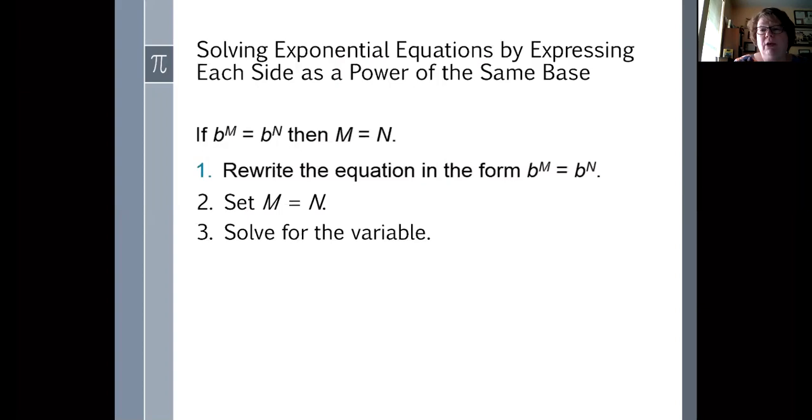So the way we use this method is we first write our equation in the form where the left-hand side of the equation and the right-hand side of the equation are the same base, being raised to powers. Once we have the left-hand side and the right-hand side as the same base, then the exponents are also going to be equal to each other. Once we have set the exponents equal to each other, then we can solve for the variable. Let's look at an example or two.